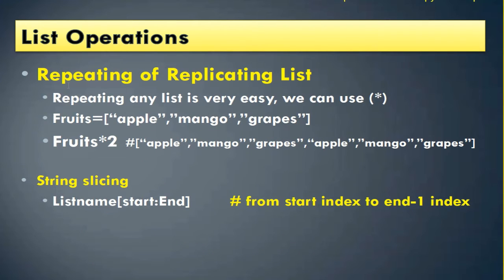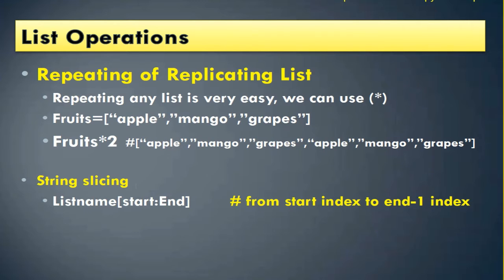Now next is repeating or replicating a list. Repeating any list is very easy. We can use the multiplication symbol. When you want to repeat the list, which symbol will you use? Into. Like fruits equals apple, mango, grapes. If you want to replicate it 2 times or 3 times, then you will use into, and then write 2 times. So what happens? The same list will be repeated twice. Or if you write into 3, the same list will be repeated thrice.